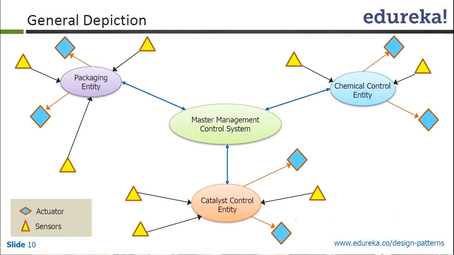If you look at it, the master management control is a central entity which is responsible for the operation of this factory. There are three other entities which are separate domains, some handling chemical composition, catalysts, and packaging. But it is the master management controller system which orchestrates various operations in this. So this is going to be a general depiction.